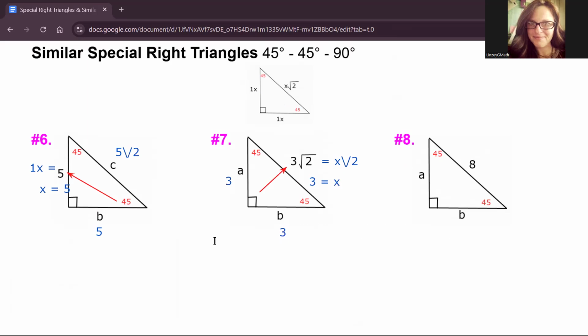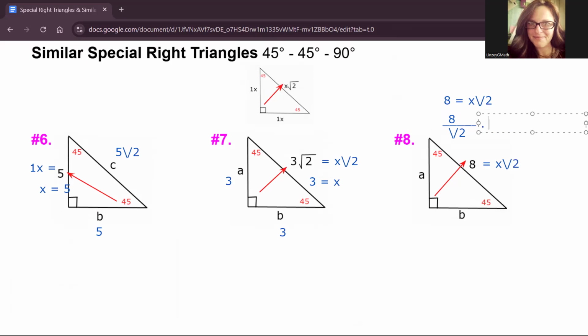And the last one, number 8, they gave us the hypotenuse, which is equal to x times square root of 2. And we'll divide by square root of 2. I'm going to do that up here. 8 equals x square root of 2, divide by square root of 2. And this is our scale factor. x is equal to 8 over square root 2.